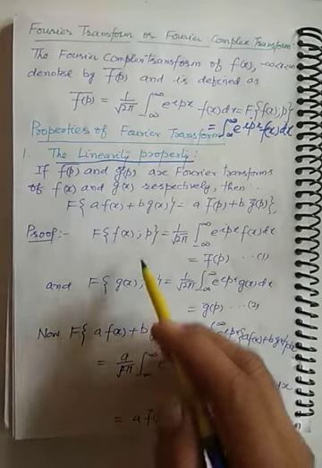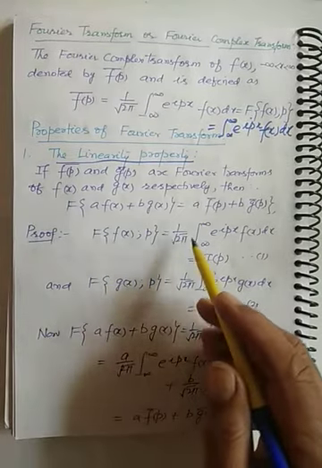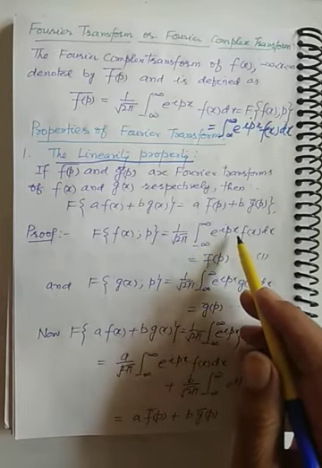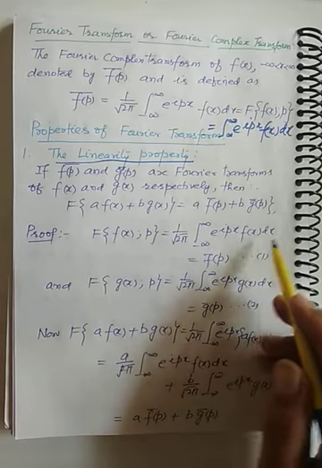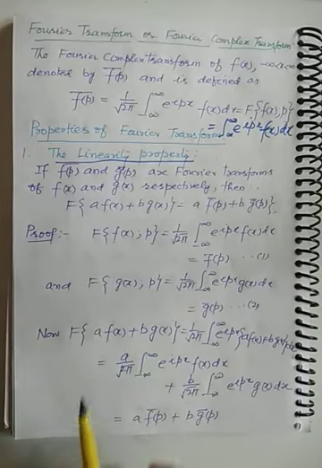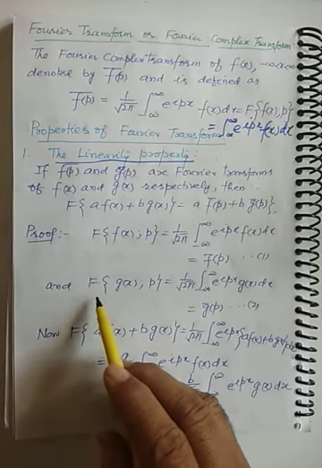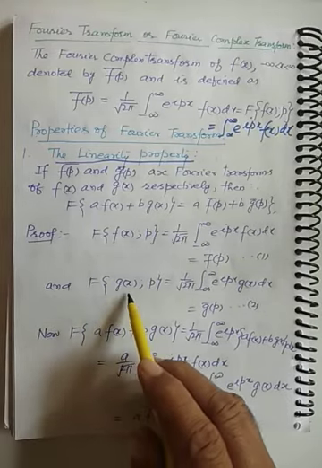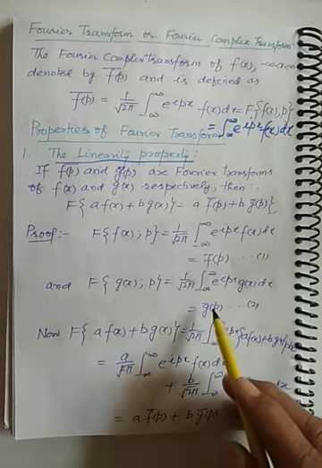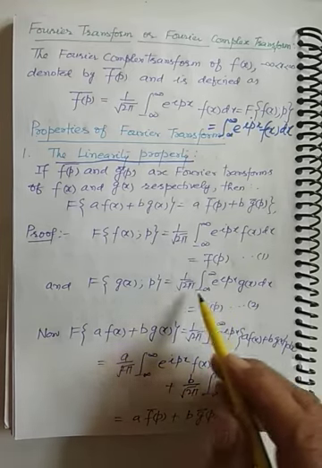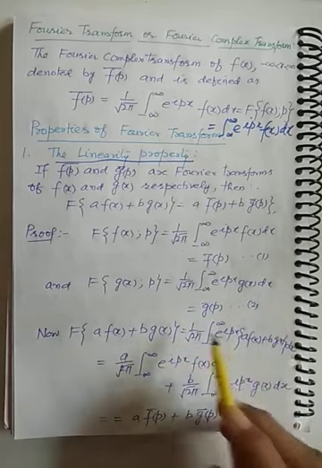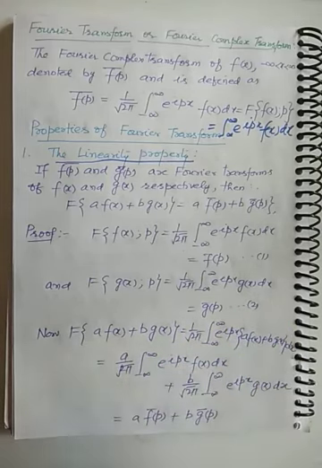Fourier transform of f(x) with parameter p is equal to 1/square root of 2pi times the integral from minus infinity to infinity of e^(ipx) f(x) dx = F bar(p), equation first. Similarly, we can write the definition of the Fourier transform of g(x) with parameter p as 1/square root of 2pi times the integral from minus infinity to infinity of e^(ipx) g(x) dx = G bar(p), equation second.